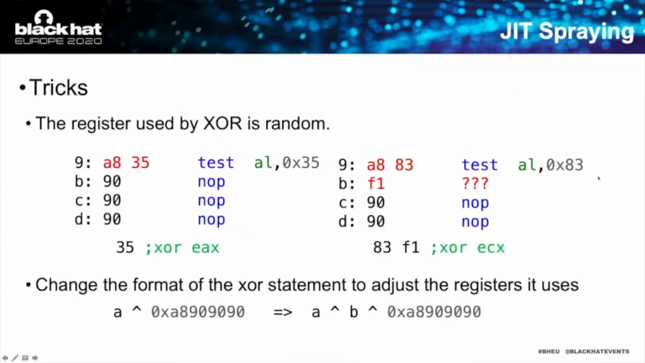There are many tricks in JIT spraying. Be careful of the encoding of the XOR operation. The XOR EAX instruction only needs 1 byte. It's a perfect gadget. XOR with other registers all need 2 bytes and can't be used in shellcode. We can change the format of the XOR statement to select a suitable register.